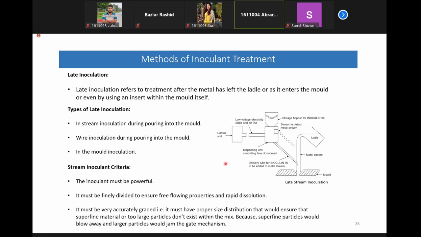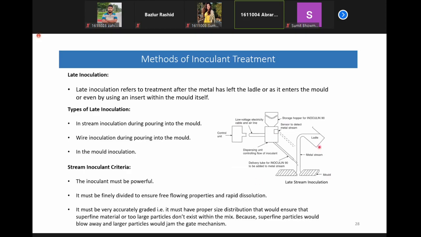Now, late inoculation, however, refers to treating the inoculation into the stream after it has left the ladle, or it has entered the mold. Then we call it late inoculation. So there are different types of late inoculation, like in-stream inoculation, wire inoculation, and in the mold inoculation.